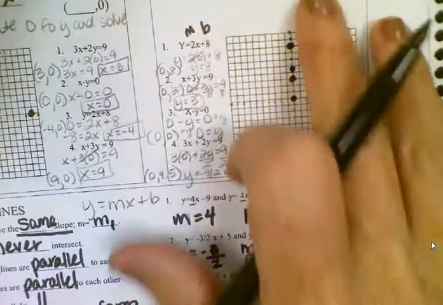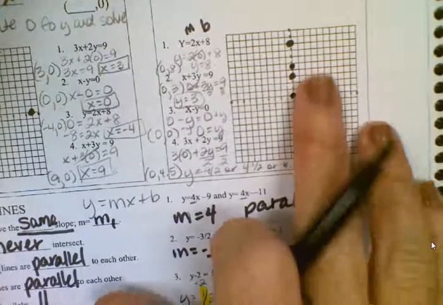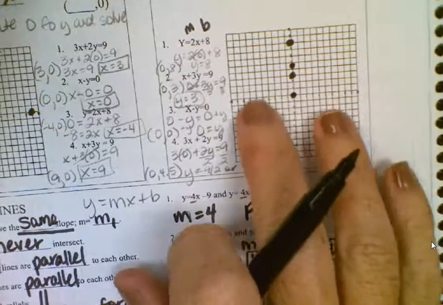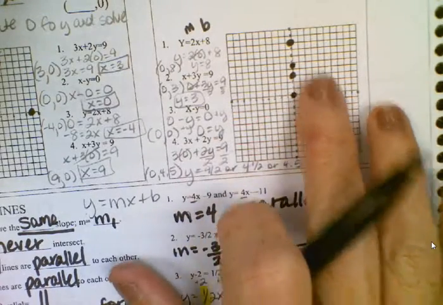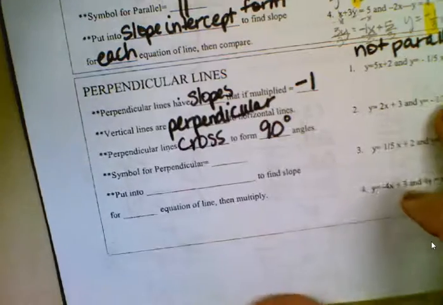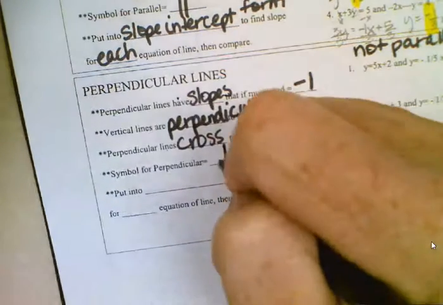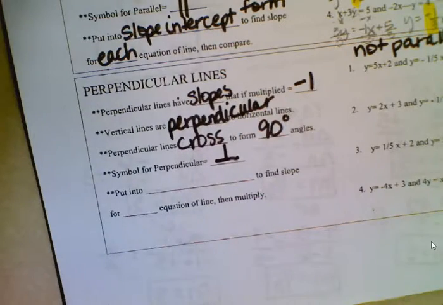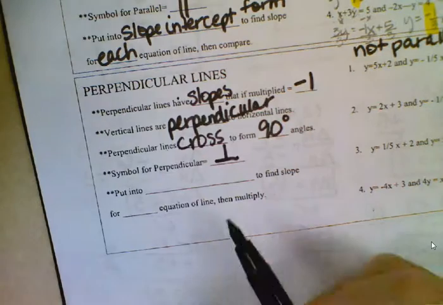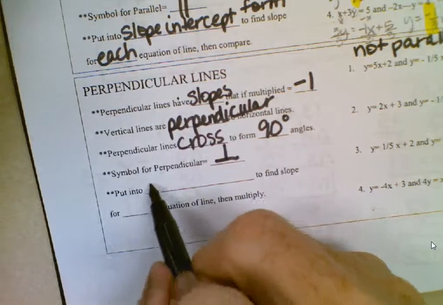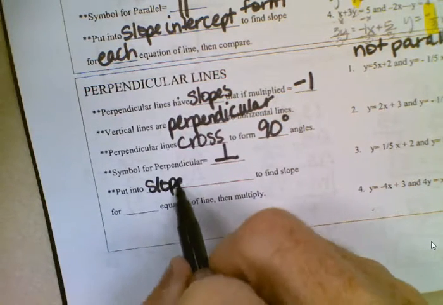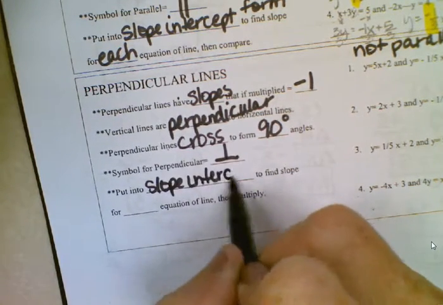So when you look at any coordinate grid, this is an example of a lot of horizontal lines and a lot of vertical lines that are crossing perpendicularly, and they're creating all of these 90-degree angles. Perfect little squares in here. Okay? The symbol for perpendicular looks like an upside down T. Okay? And again, you're going to put into slope-intercept form. Slope-intercept form is really handy for these.